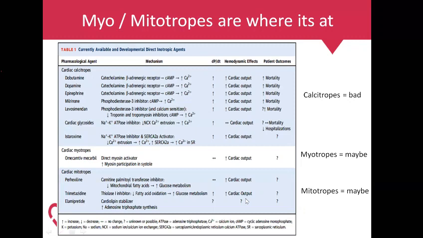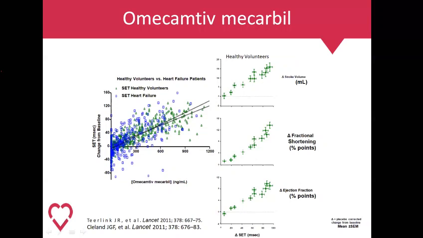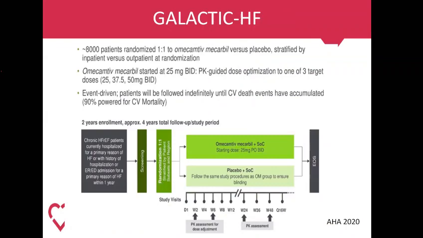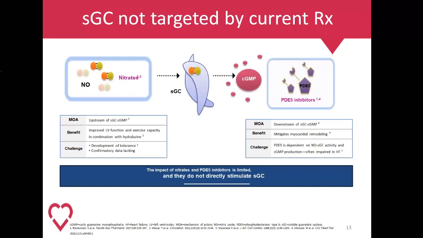So this is what OM does. As you can see, it increases the systolic ejection period and increases the ejection fraction and also the stroke volume without increasing the oxygen consumption of the heart. And this is a famous GALACTIC heart failure study that is being conducted, and people are quite positive about this drug. There are other drugs also which actually can increase cardiac contractility without increasing the oxygen demands.